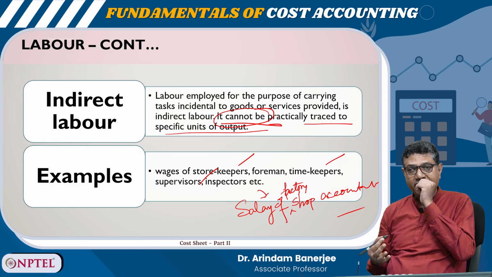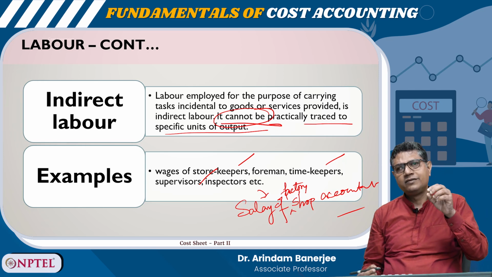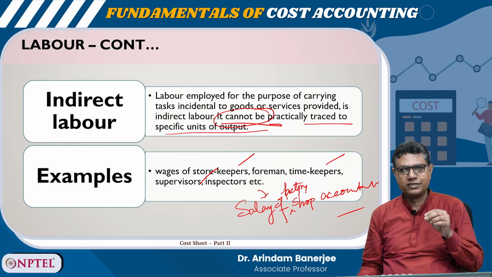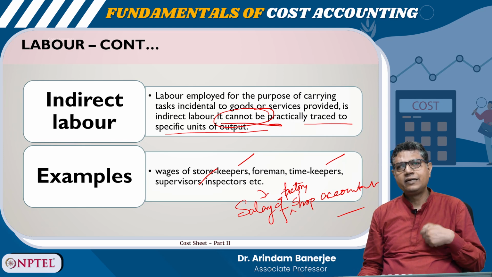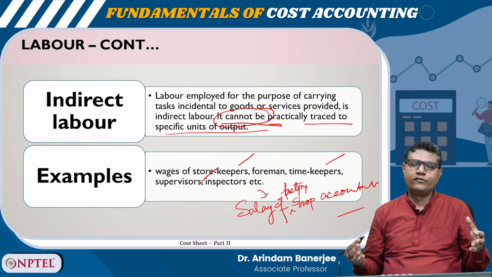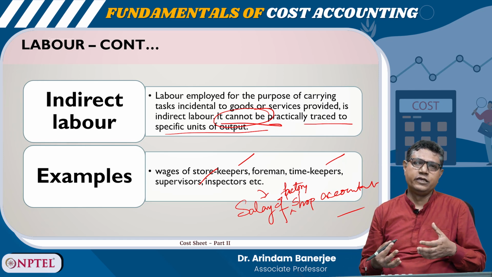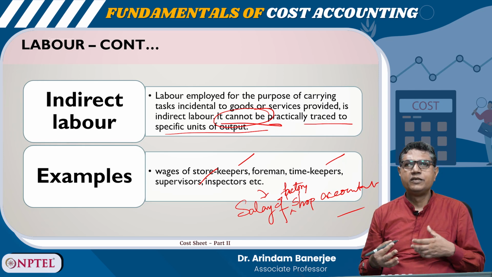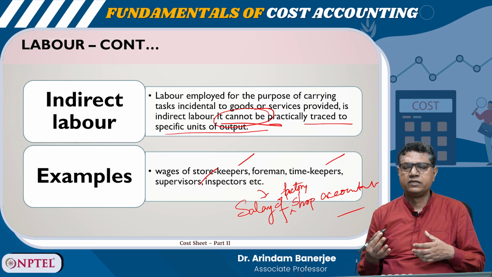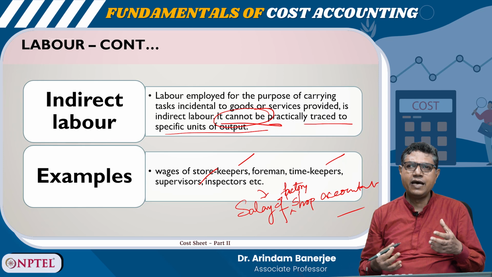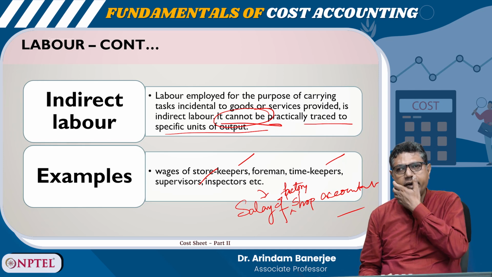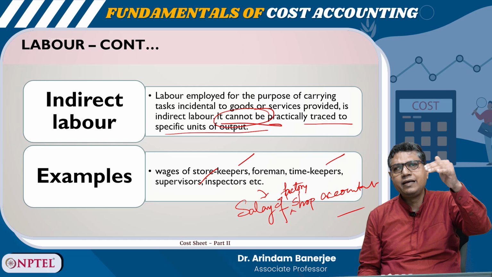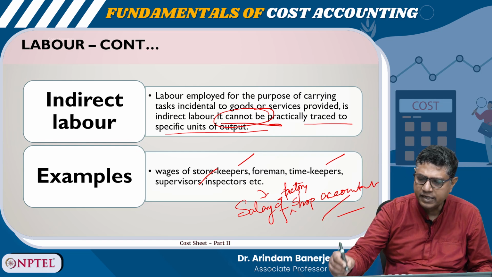He is not directly involved in the production process, right? But indirectly, his service is required for maintaining the records, for running the function smoothly. It is a part of manufacturing expense, which we discussed earlier. But it is an example of indirect labor, because the salary paid to him we can't directly assign to the final product, right.